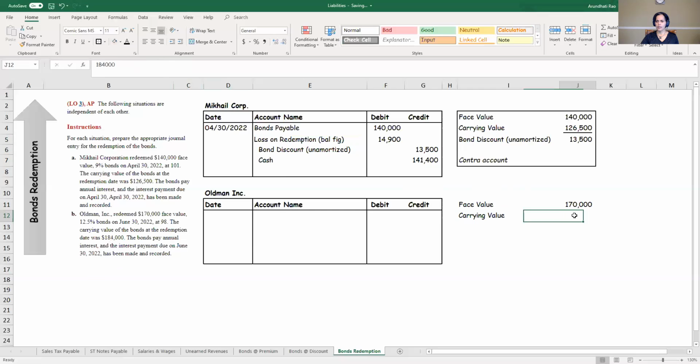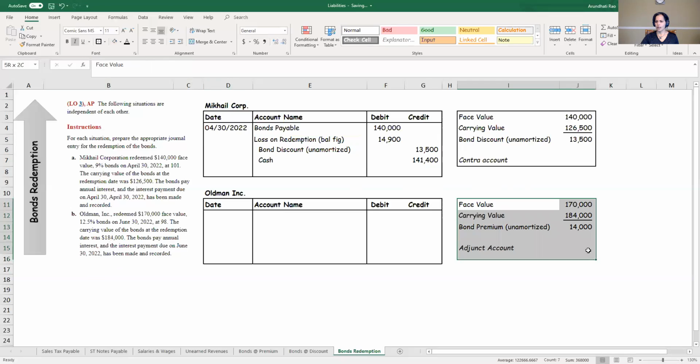The carrying value is more than the face value. It's $184,000, which means these bonds were issued at a premium. The unamortized premium is $14,000. A bond premium is an example of an adjunct account. An adjunct account is really the opposite of a contra account. A contra account reduces the liability, an adjunct account increases that liability. So both the bonds payable and the adjunct account, bond premium, have a credit balance. I need to debit both those accounts when I close the account.